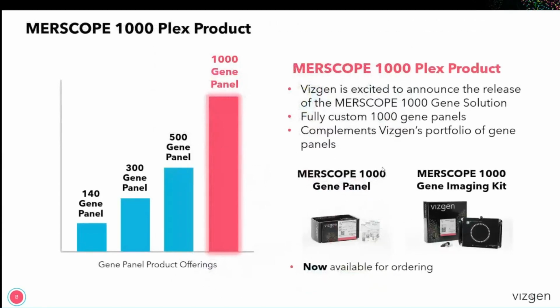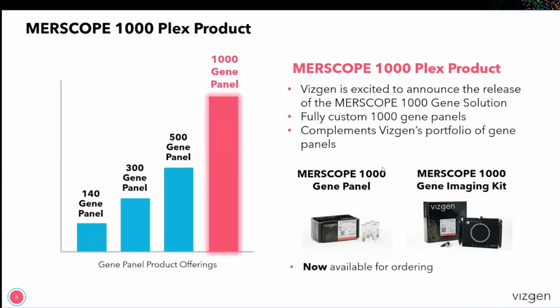And so up until this point, Vizgen has offered a 140 gene panel, a 300 gene panel, and a 500 gene panel solution. But we have now pushed that limit up to 1,000, and we are extremely excited to announce that we now have the Merscope 1000 Plex gene panel solution. This 1000 gene panel is fully customizable. That means you get to choose which genes go into it. You get to choose what's important to your experiment.